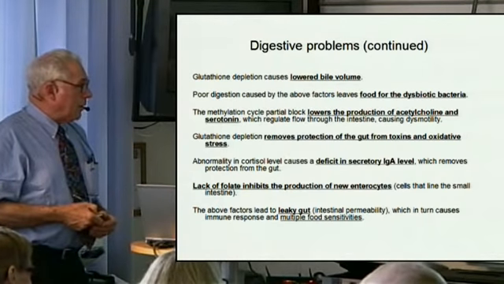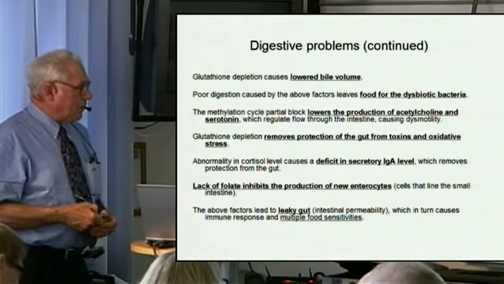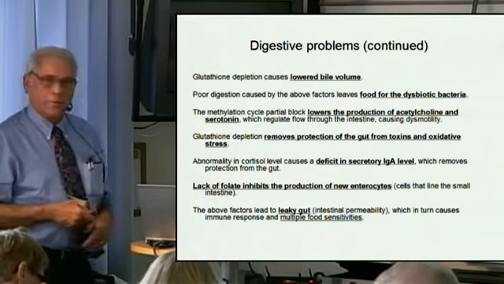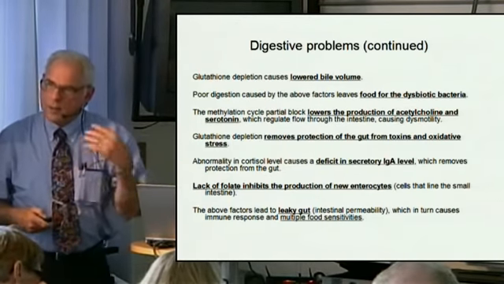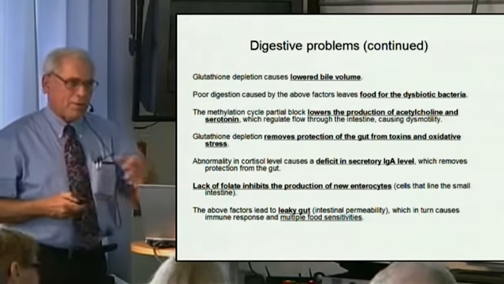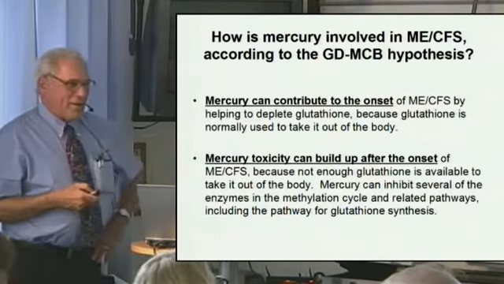Well, anyway, leaky gut, and then that lets proteins into the blood, and the immune system responds to that, and now you have multiple food sensitivities, and the immune system is constantly activated trying to take care of these things that have leaked in. Okay, so you can see what a terrible situation it is. Mercury, okay, mercury.